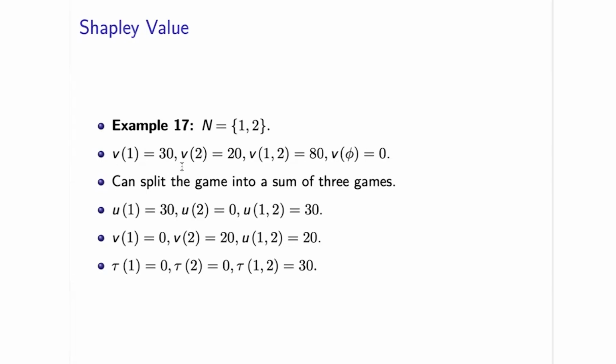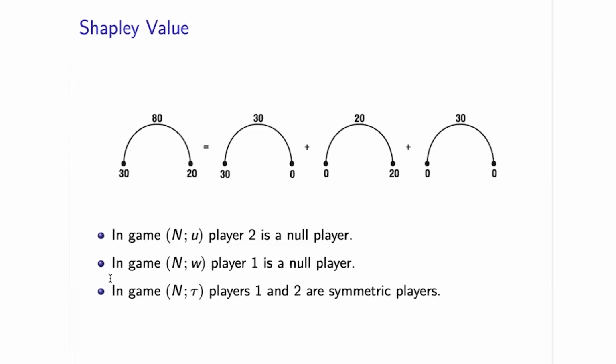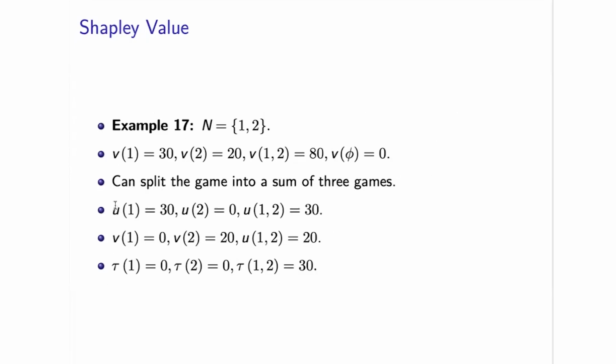So let's create the following three games. You have got the values U, W. So this is a typo. This should read W and tau. Okay. So if you now do that, what's going to happen is that U1 is created in this way.